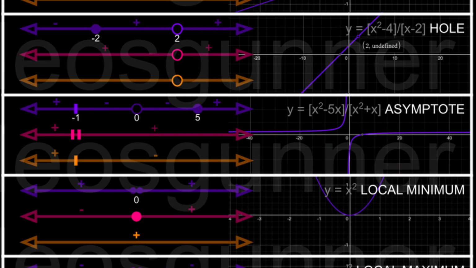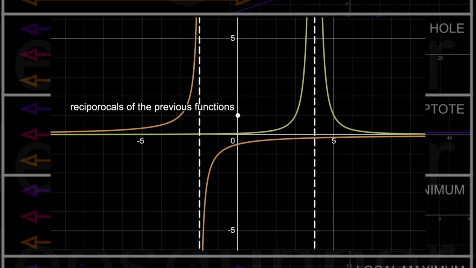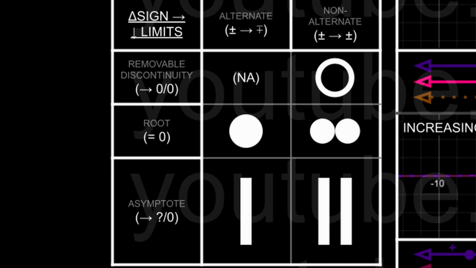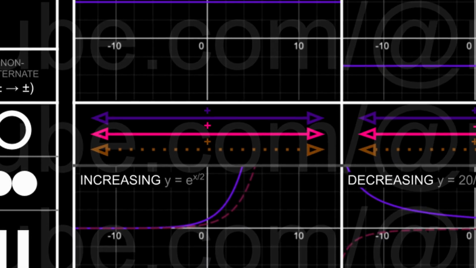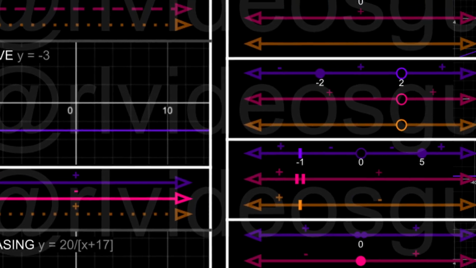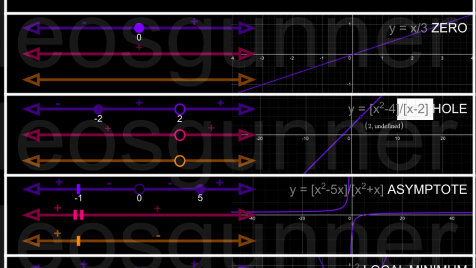Asymptotes behave similarly to roots, because they're based on the denominator rather than the numerator factors. The odd powers alternate and the even powers do not, and they're likewise denoted instead by single and double bars. If a factor is both in the numerator and the denominator, though, then it cancels everywhere except for when it's 0, creating a point discontinuity or hole.